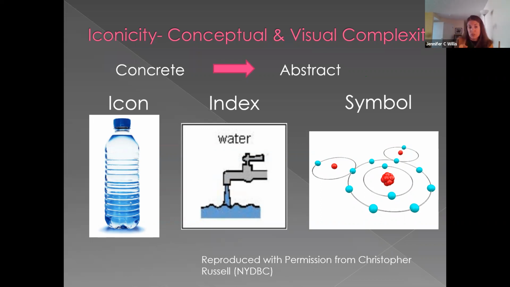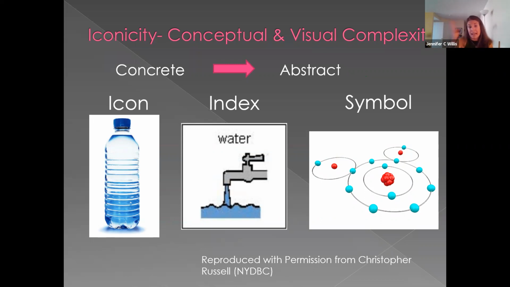Then we get a little more abstract and we move next to the index. And so this requires some background knowledge and some conceptual understanding, because the child has to have prior knowledge of a faucet and a faucet that looks like that. And understanding that water is blue and that it's coming out of the faucet. So there's a lot of pieces there and prior knowledge that the child has to have in order to understand what this image is referring to.